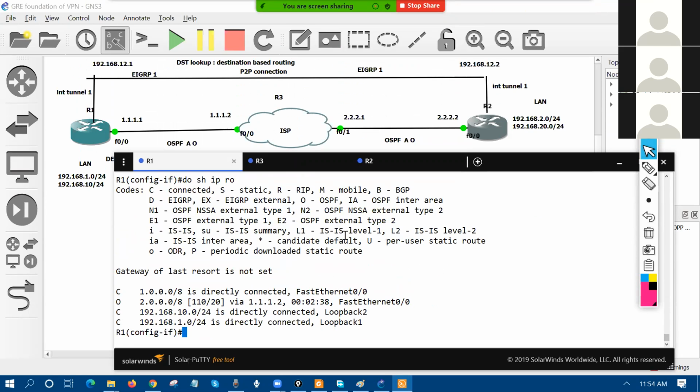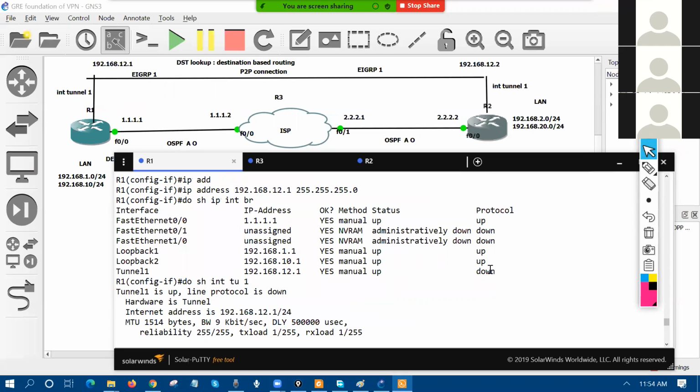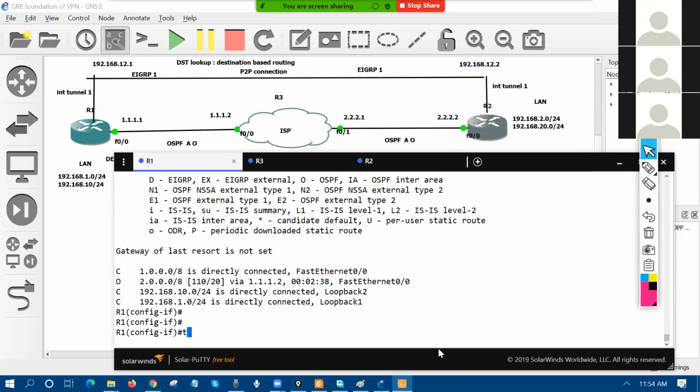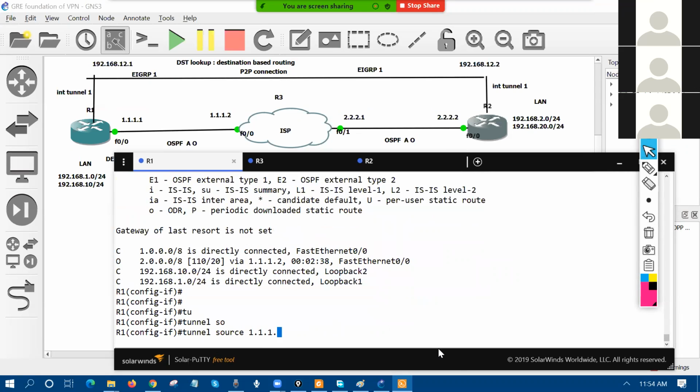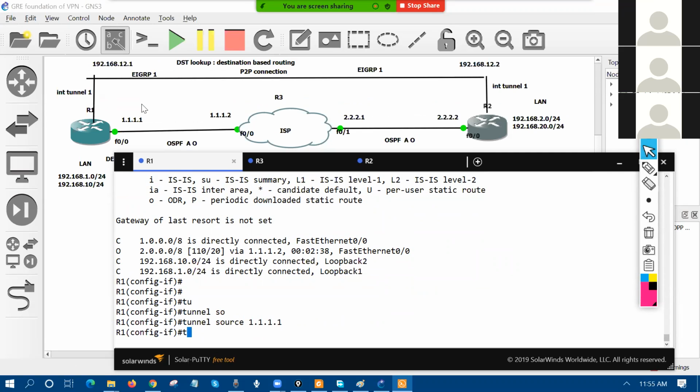My tunnel is down right now, that's why it's not showing. Once the tunnel is up and the interface is up, after that it will show. Because as we know, after no shutdown, the interface will be added in the routing table, right? So right now it's not showing. So now we need to define the tunnel source. The tunnel source will be this guy, 10.1.1.1, and the tunnel destination what?